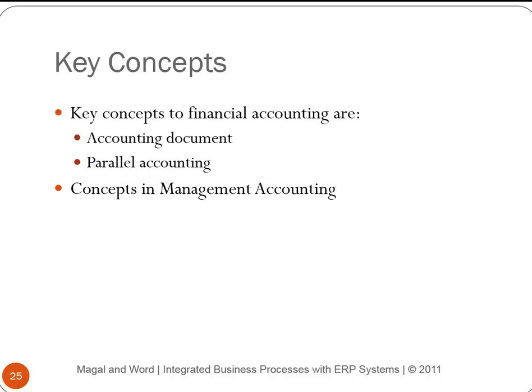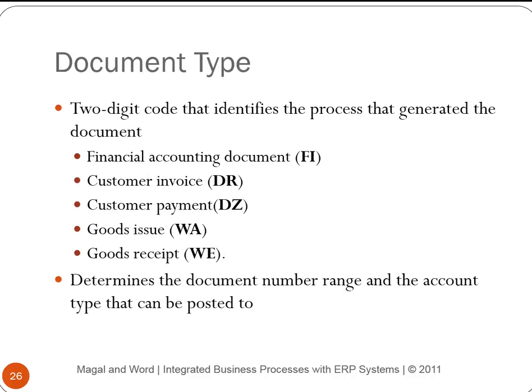So what are the key concepts in financial accounting, document and payroll accounting, and we're going to also look into key concepts in management accounting or controlling. A two-digit code identifies the process that generated the document. FI stands for financial accounting documents, DR stands for customer invoice, DZ stands for customer payment, goods issue is WA, goods receipt WE. You don't have to keep this in memory, because if you run into these terms, they'll let you know what these are.